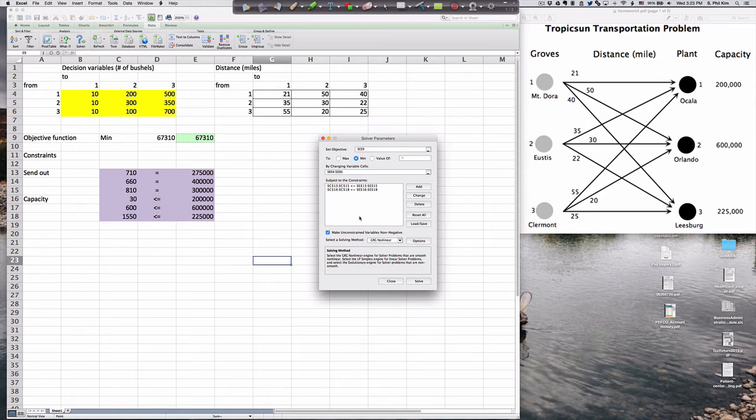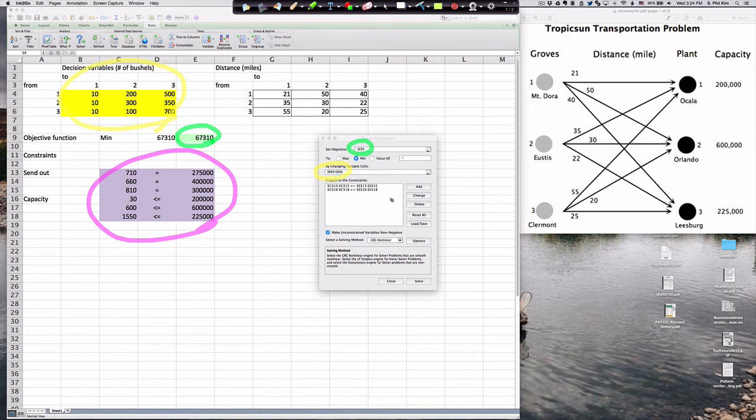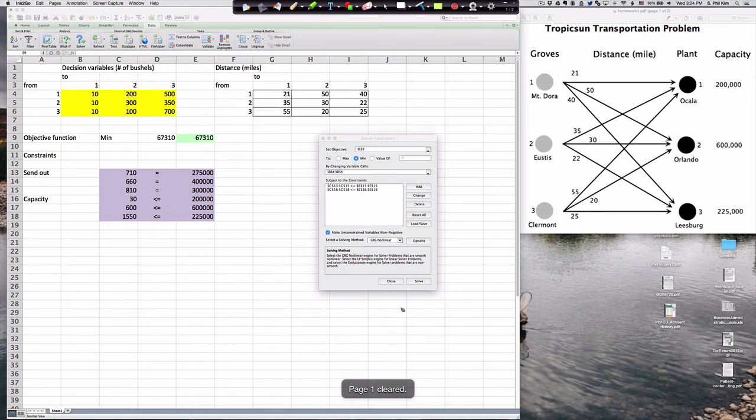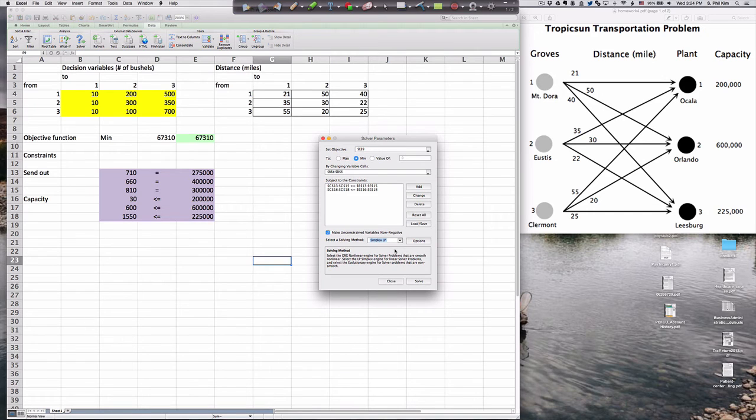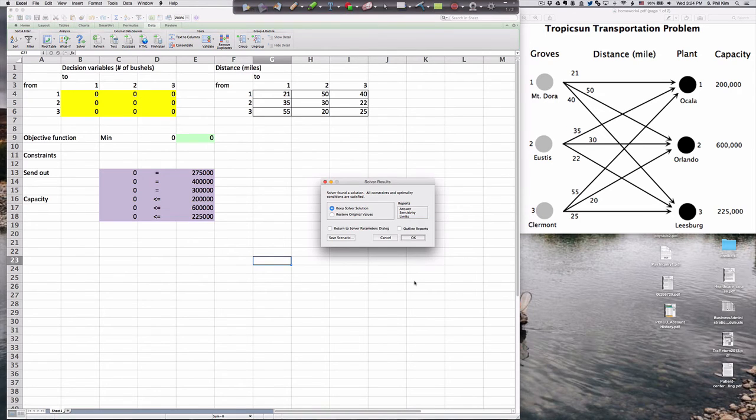It doesn't matter. So again, this is my objective function here, and this is my decision variables, and this is my constraint, and this is my constraint. And then I have to choose Simplex LP, click Solve, and the computer will calculate.